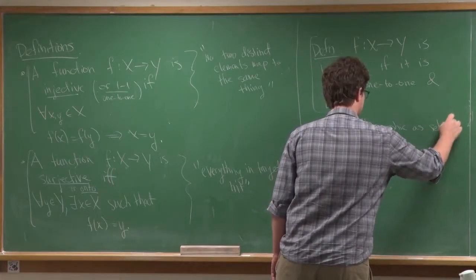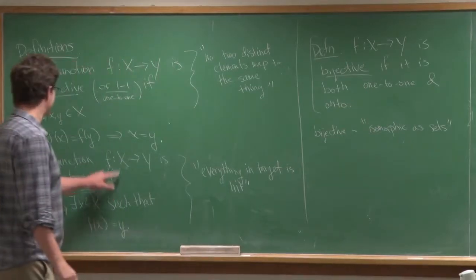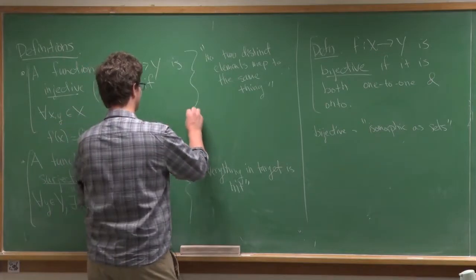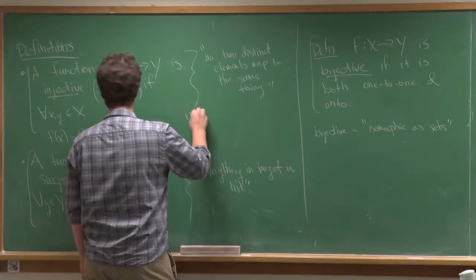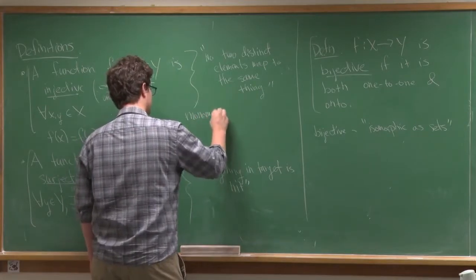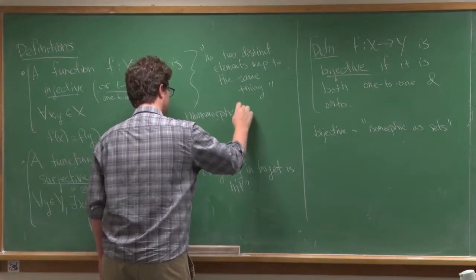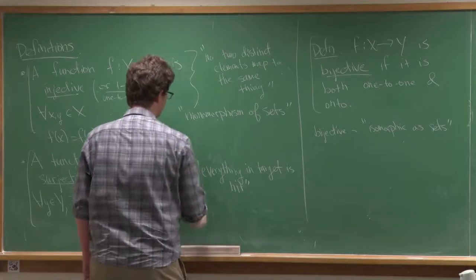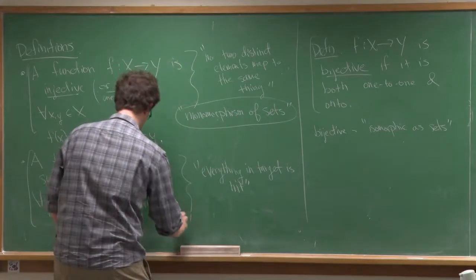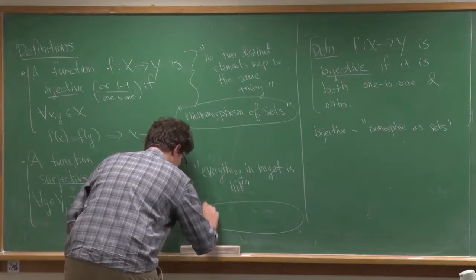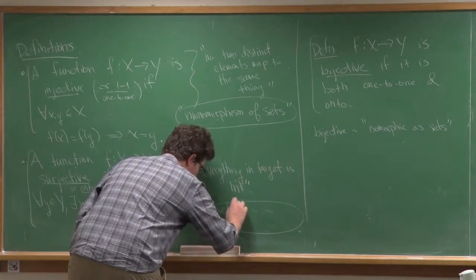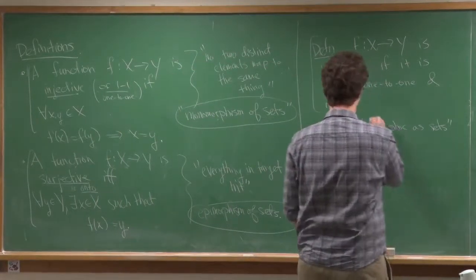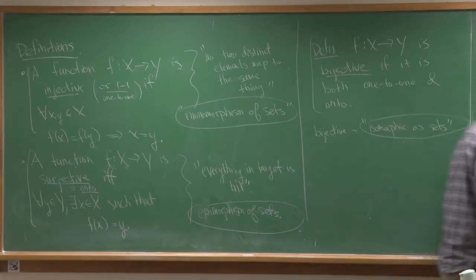So this is also saying that this is a monomorphism of sets. Let me give another word. This is a monomorphism of sets, and this is an epimorphism of sets. That's another terminology. Okay, so I'll just do a circle to make them look the same.